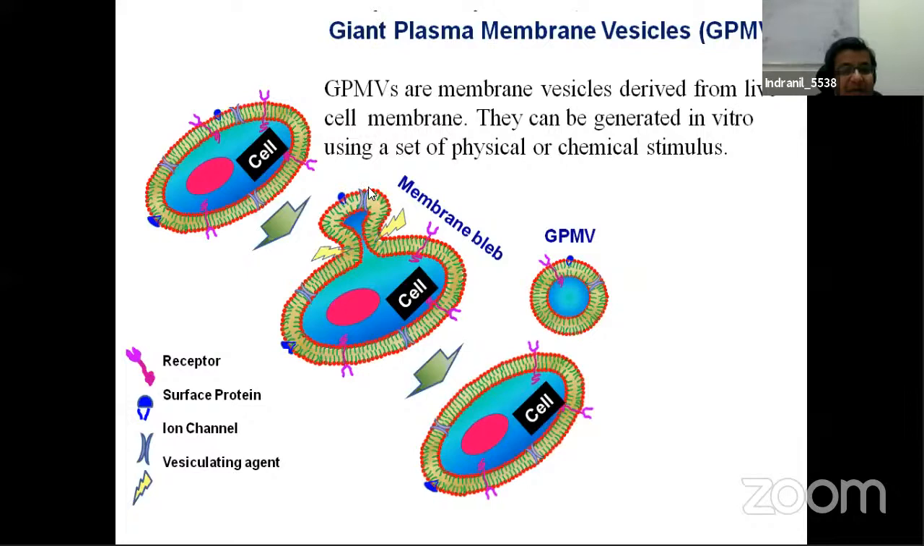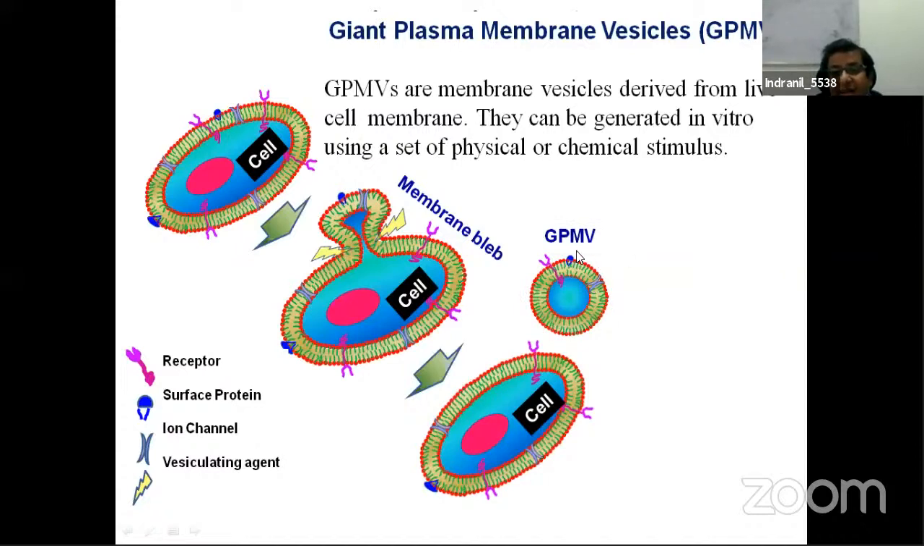What is the scheme? Please have a look. This is a normal cell. Its membrane contains all the receptors, surface proteins, ion channels, everything. Now, if I add a particular kind of chemical or other external cues, generally termed the vesiculating agent, then what happens? This vesiculating agent will compel the membrane to make certain blebs. After formation, these blebs get detached from the cell in the form of a vesicle. This vesicle is termed a giant plasma membrane vesicle.